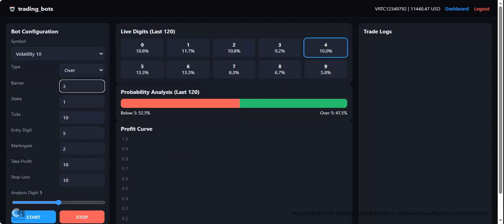The bot operates across 3 different Deriv markets, with a fixed entry digit of 6.